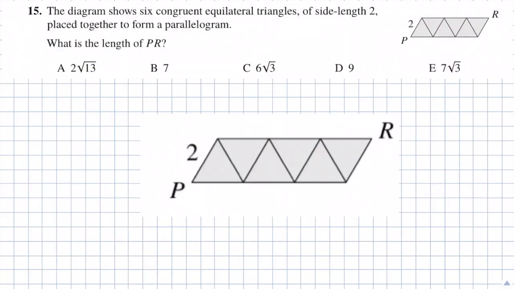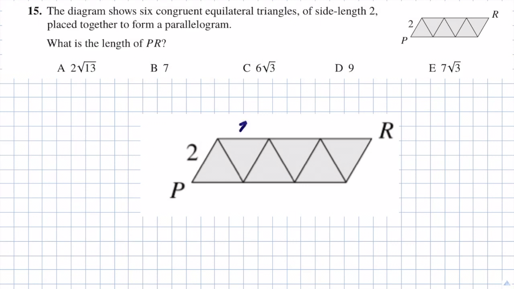Question 15. The diagram shows 6 congruent equilateral triangles of side length 2 placed together to form a parallelogram. What is the length of PR? We've got answers: A is 2 root 13, B is 7, C is 6 root 3, D is 9, and E is 7 root 3. So obviously equilateral triangles have equal side lengths.